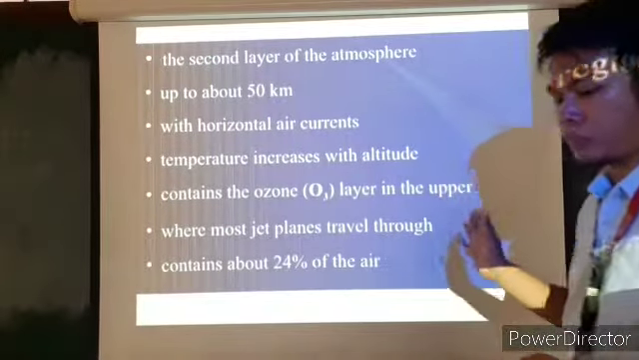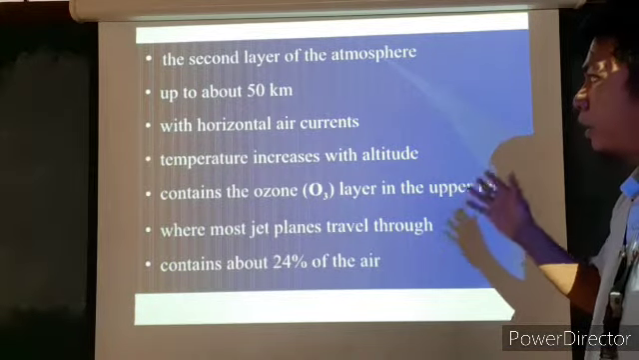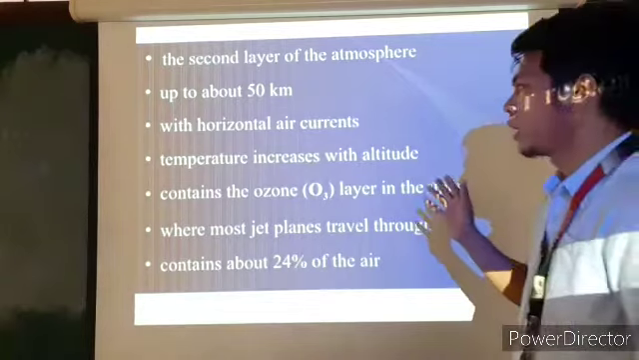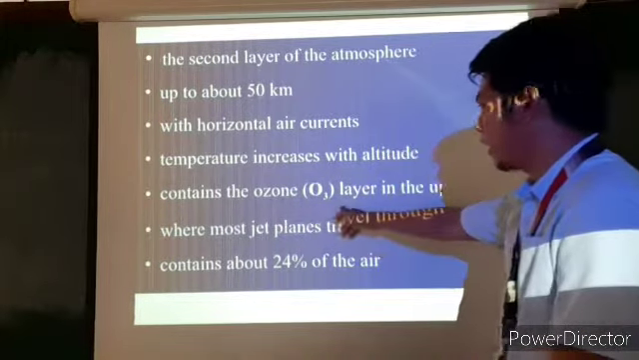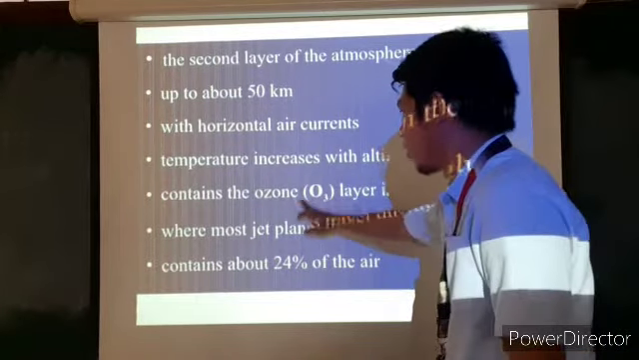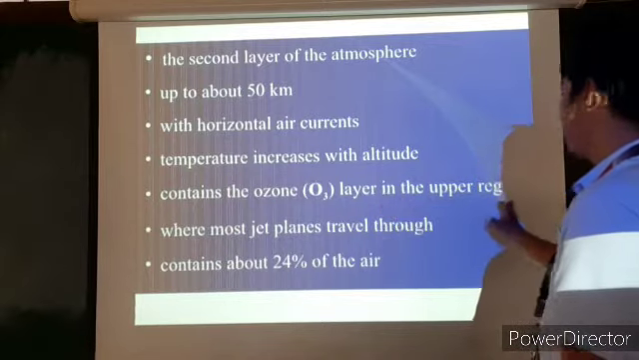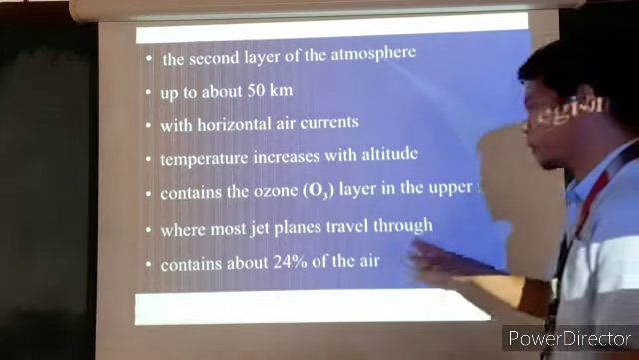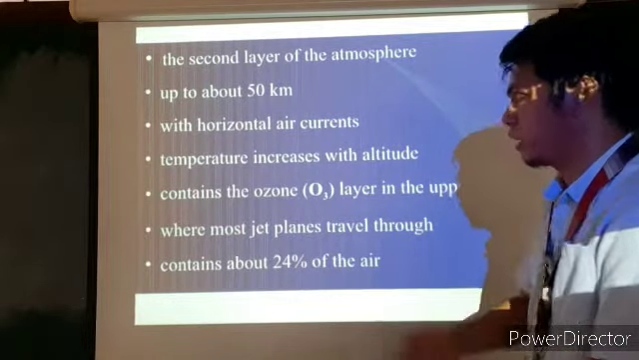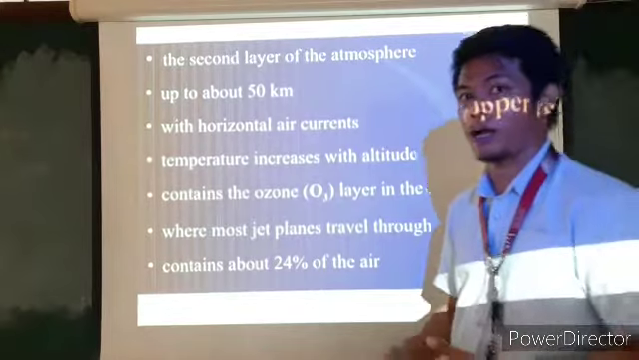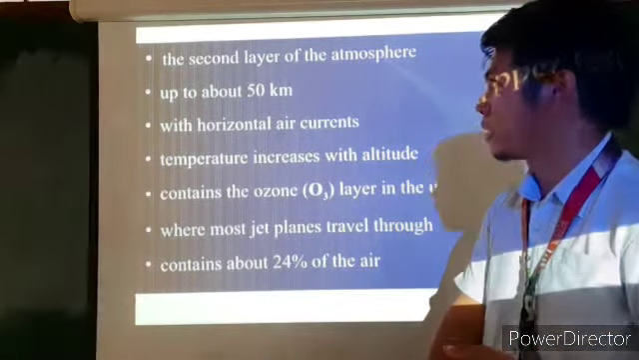So the second layer of the atmosphere, up to 50 kilometers, has horizontal air currents. Temperature increases with altitude, and it contains the ozone layer. This is the symbol of ozone. In the upper region, where most jet planes travel, it contains about 24% of the air. So only a small amount of gases or air is available in the stratosphere.